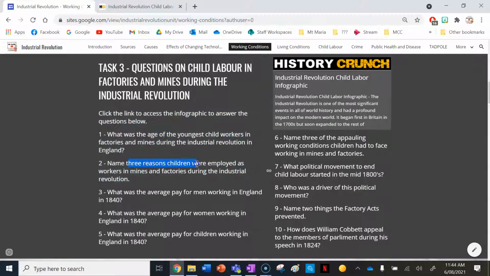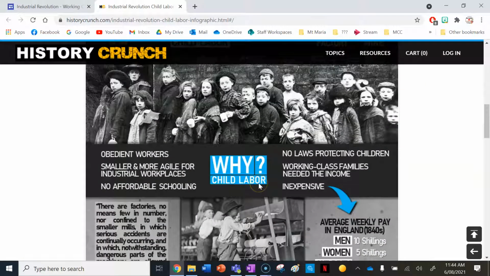Number 2, name 3 reasons children were employed as workers in mines and factories during the Industrial Revolution. Here are our reasons. There are 6 reasons, and you just need to write down 3 of them. They were obedient workers. They were smaller and more agile for industrial workplaces. There was no affordable schooling. There were no laws protecting children. Working class families needed the income, and they were inexpensive.